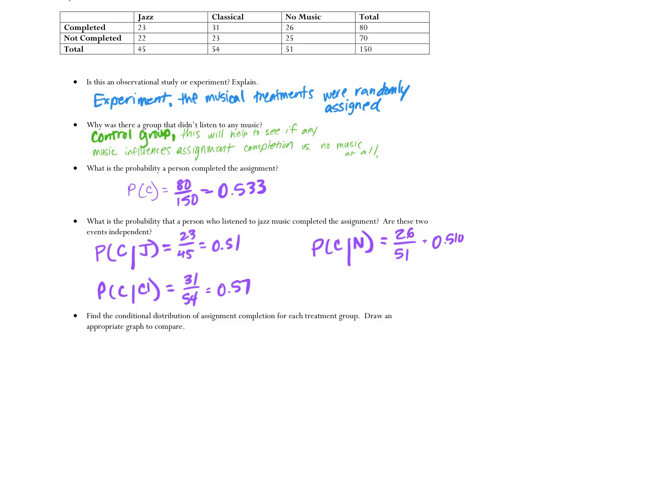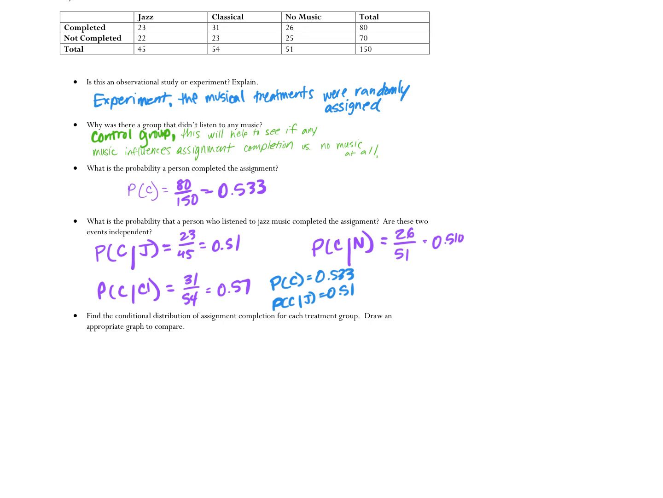Now, the second part of this: are the events independent? So trying to decide if any two events are independent. The probability of completing the assignment was 0.53. The probability of completing the assignment given you were listening to jazz music was 0.51. Technically, for what you guys know right now, these two events are not independent because people who were listening to jazz were slightly less likely to complete the assignment than overall.